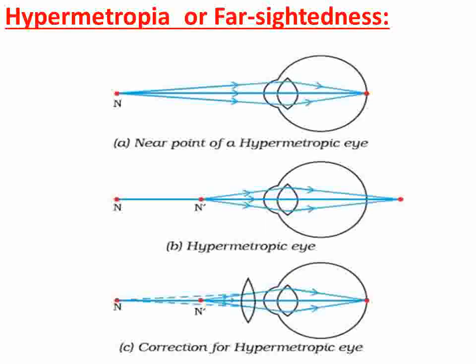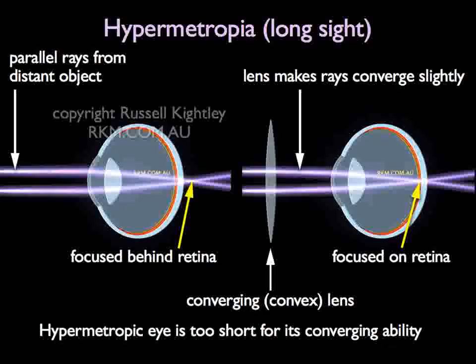In this case, by using a converging lens in front of the eye, the rays are bent toward the focus. As a result, they make the image finally correct. For the hypermetropic eye, the light rays are shown here, and a lens is also used. That is, a converging convex lens is used for correcting it.